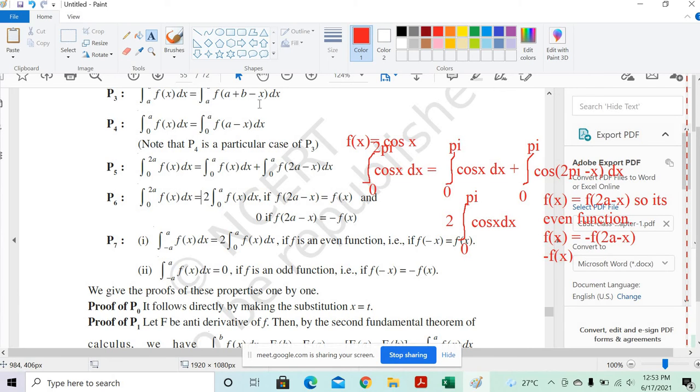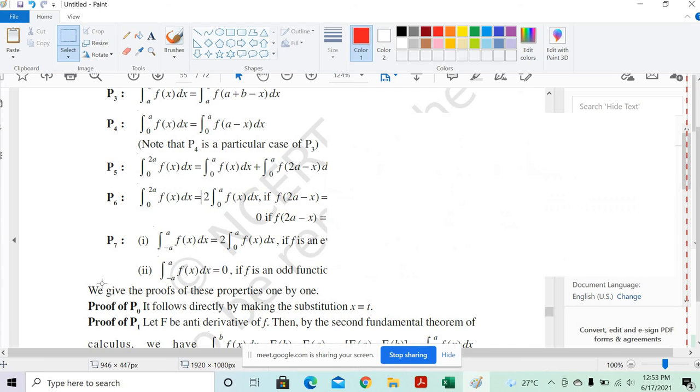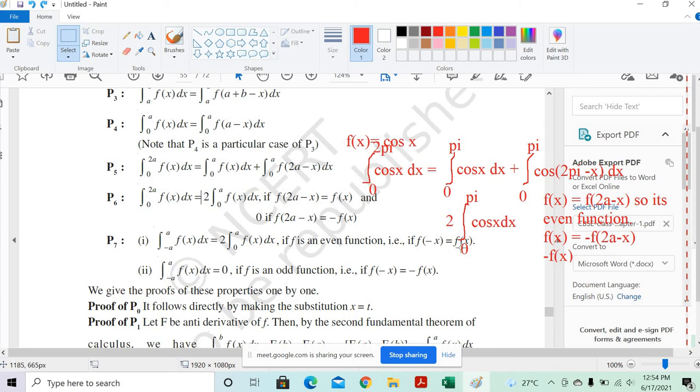So 0 to 2a is clear to you, right? Absolutely correct, no problem. Now let's go to the next property, Vijay. Property number 7 says the integral from minus a to plus a of f of x dx is 2 times the integral from 0 to a of f of x dx if f is an even function, and therefore f of minus x is equal to f of x. This is pretty much similar to this kind of function only, but here the limit is a little different.